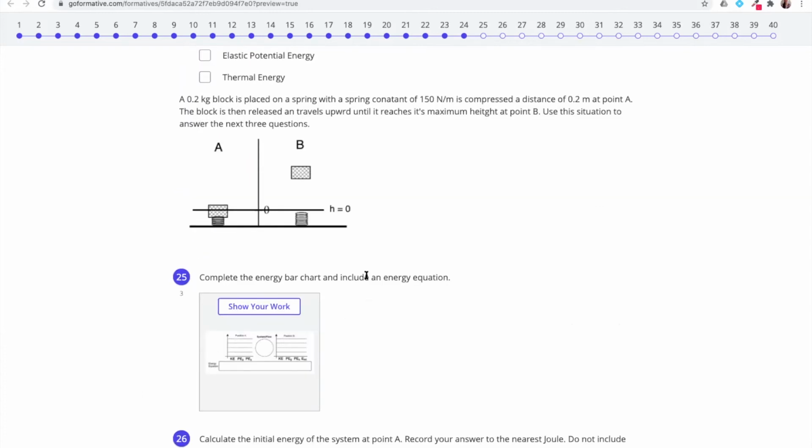For 25, a 0.2 kilogram block is placed on a spring with a spring constant of 150 newtons per meter, and it is also compressed a distance of 0.2 meters. At point A, it has spring energy. At point B, it is unmoving. Notice it reaches its maximum height. At its maximum height, it's unmoving.